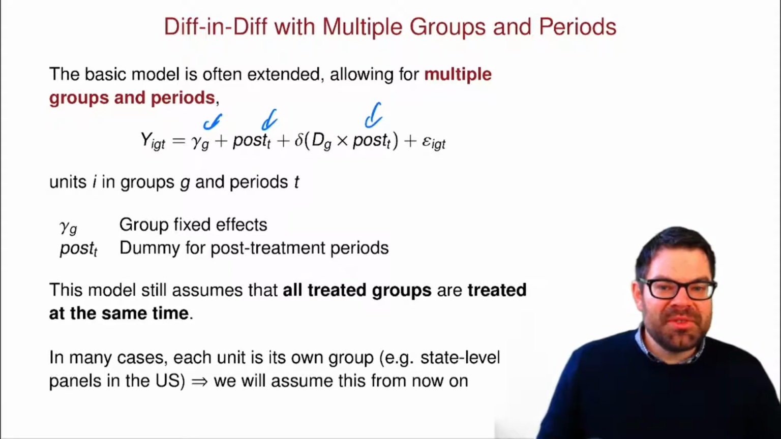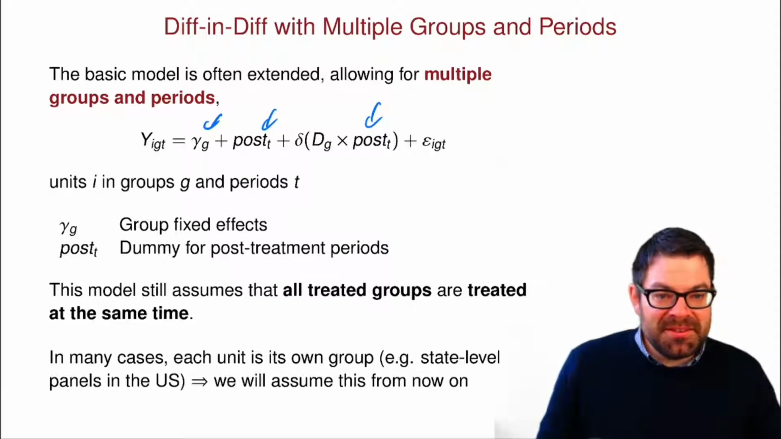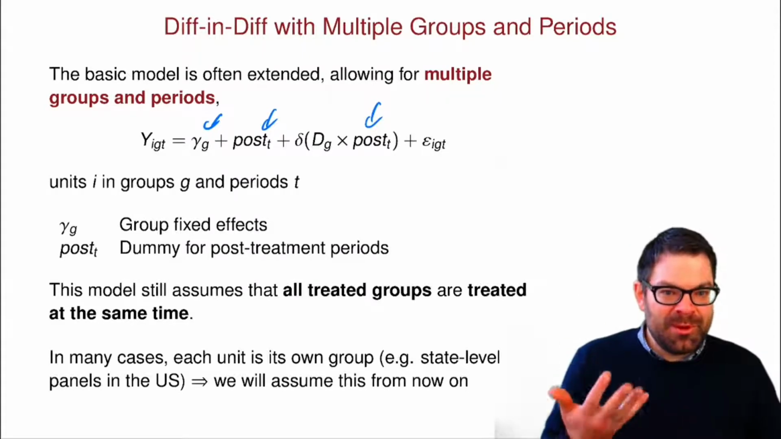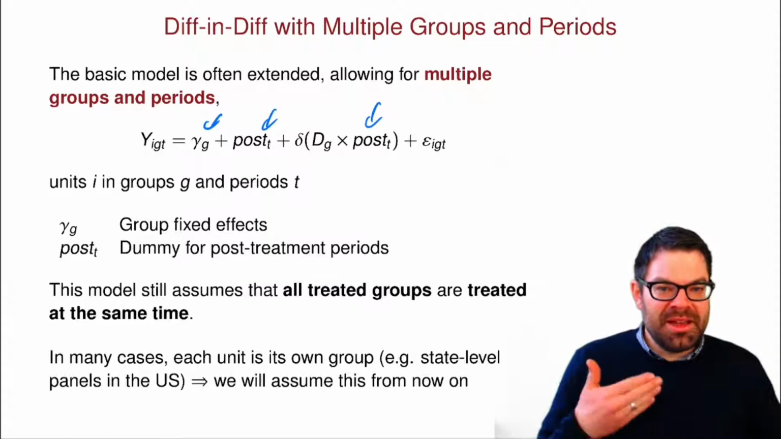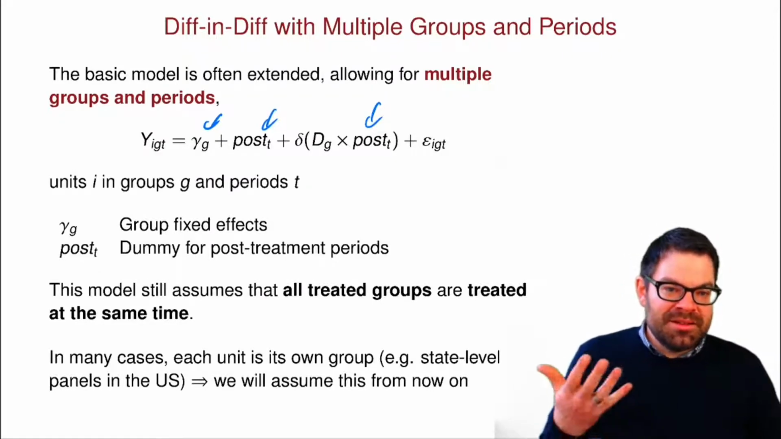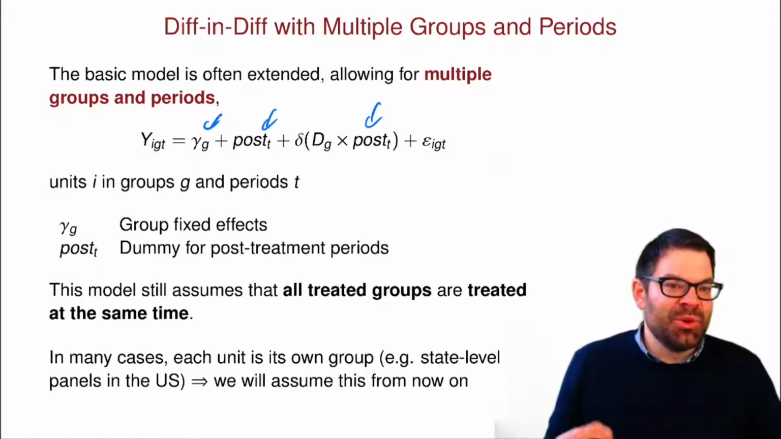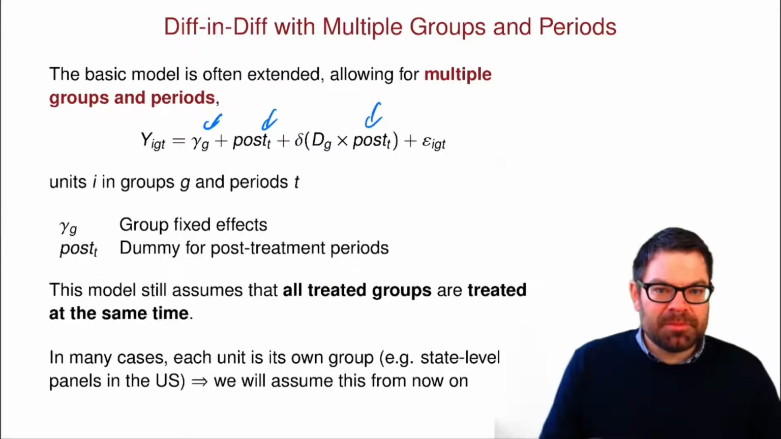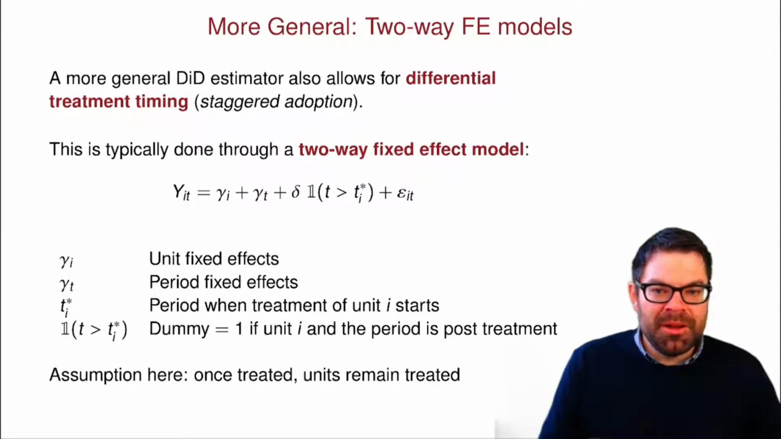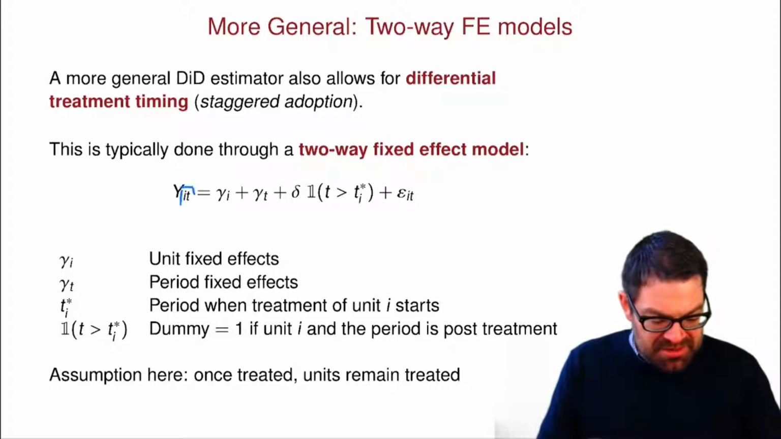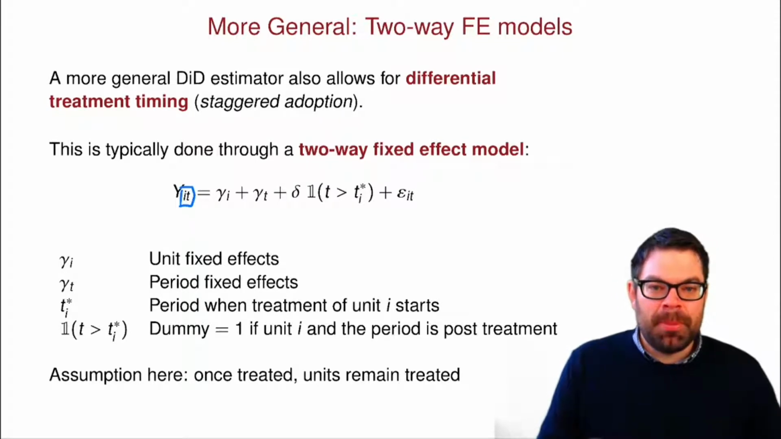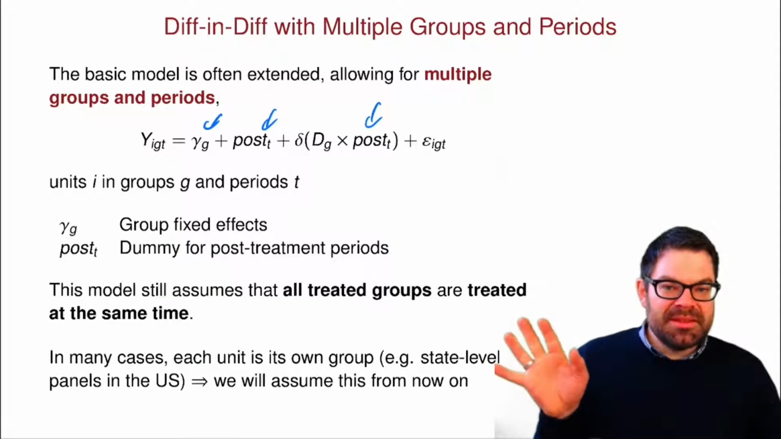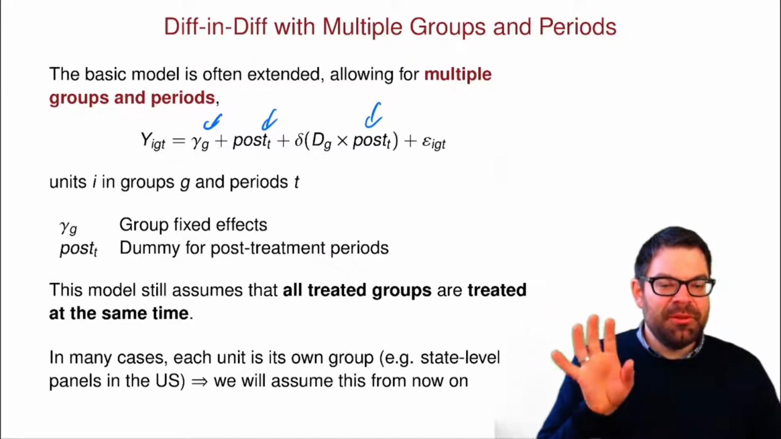Also, you often see models where you don't have three indices like in this model, but you simply have two, whereby each unit is its own group. So you have maybe state-level variation in your treatment and in your outcome, and each state is its own group. That's what I will use from now on. I will simply have two indices here, i and t. So this is still a very simple difference-in-difference model.